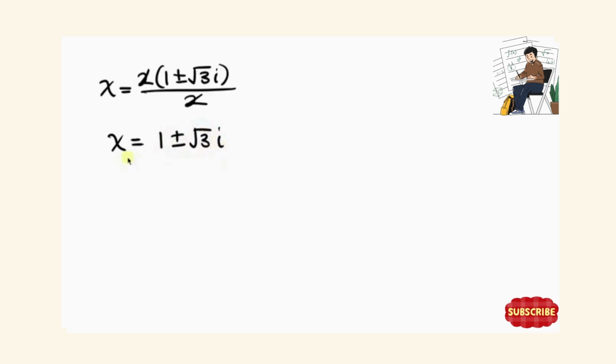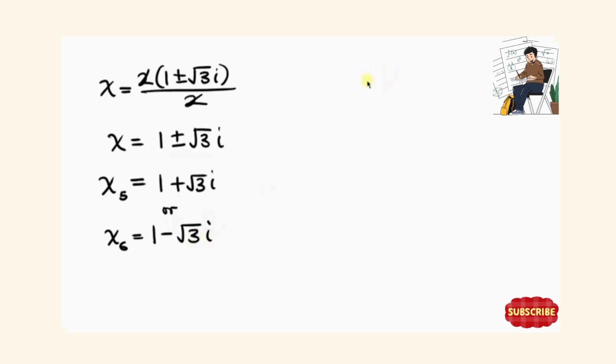So there are actually 2 values of x from here. So the fifth value of x from our solution is equal to 1 plus the square root of 3 i. And the last one, which is the sixth value, is 1 minus root 3 i. Very good. So 6 values of x in total.